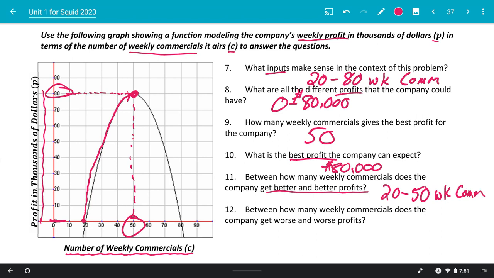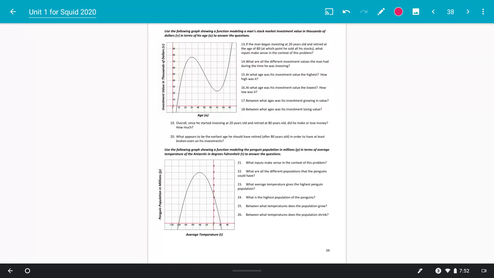And finally, number 12, how many weekly commercials does a company get worse and worse? Or when does it decrease? Well, we can see at the maximum, it starts decreasing until it gets to 80. So 50 to 80 weekly commercials. So there's the ones we went over yesterday. Let's look at the next page.